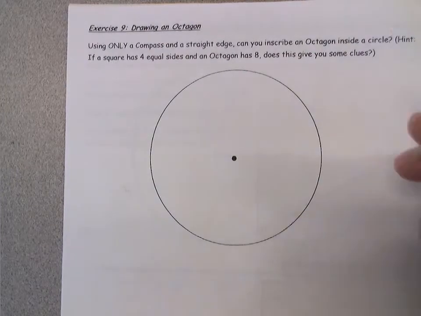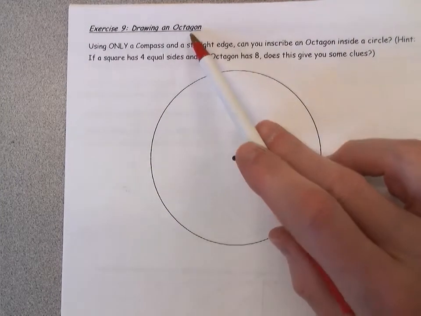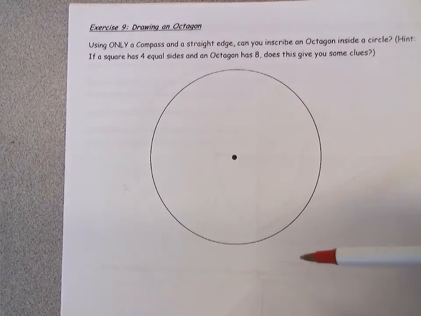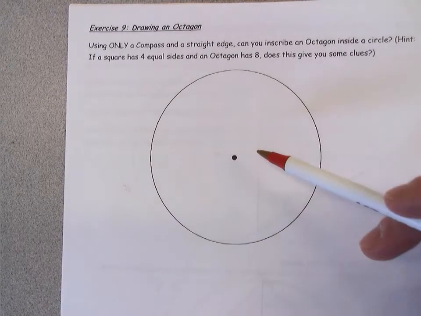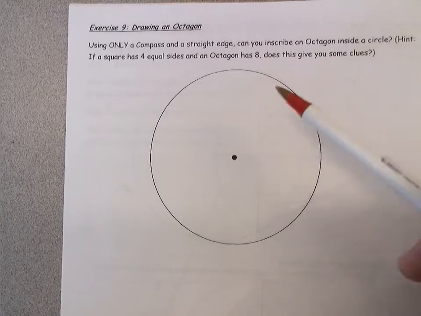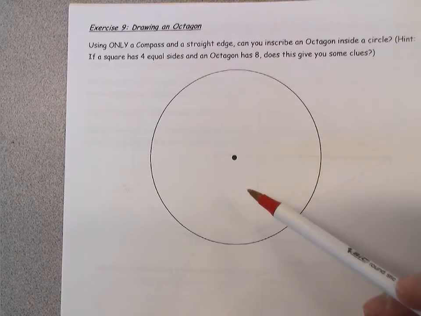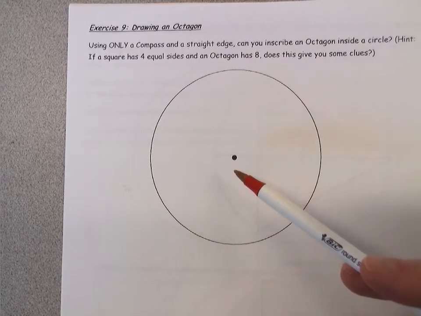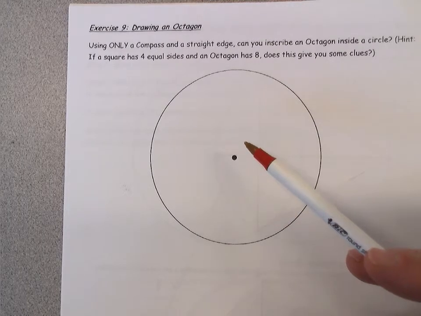Okay guys, welcome back. This is part 5 of lesson 8. Now we're going to draw an octagon inside of a circle, and what this is going to do is it's going to have us pulling together everything we've learned today. Bisecting a segment to make perpendicular lines, and also making perfect angle bisectors.